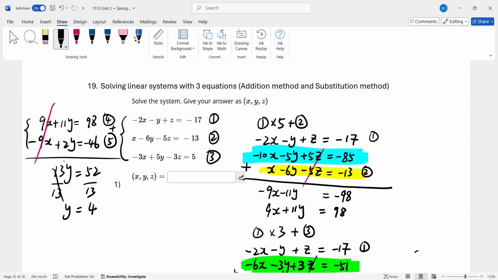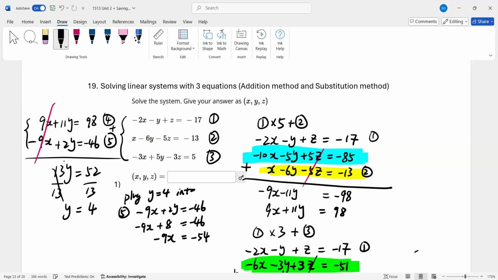Then let's find what x is. Plug y equals 4 into either equation 4 or 5. I'm going to do 5 only because 5 has the smaller numbers. So negative 9x plus 2y equals negative 46. Y is 4, so 2y is 8. Negative 9x equals negative 46 minus 8, so bring the 8 to the right side, which is negative 54. Divide by negative 9.